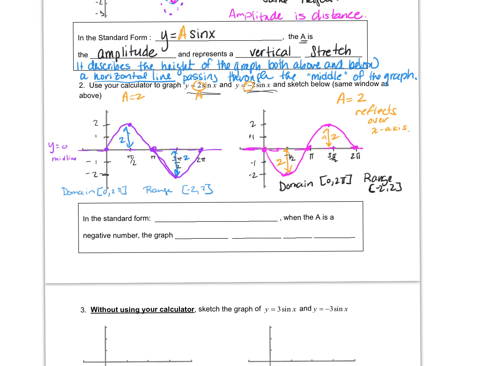Okay, so let's fill out this little box down here. It says in standard form, when y equals a sine x, when the a is negative, the graph, and again we know this, reflects across the x-axis. Again, we know that from all of our graphing we've done in transformations. So keep all that in mind.